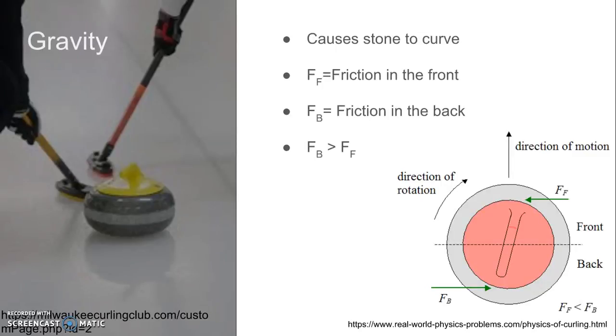Gravity is the attraction between any two objects because of their masses. And so gravity in curling causes the stone to curve. The force of friction in the front and the force of friction in the back cause the stone to spin. The friction in the back must be more than the friction in the front to cause it to spin. And in this case, when the handle is tilted clockwise a little bit, it'll cause the whole stone to start rotating, which causes the curl or the curve.